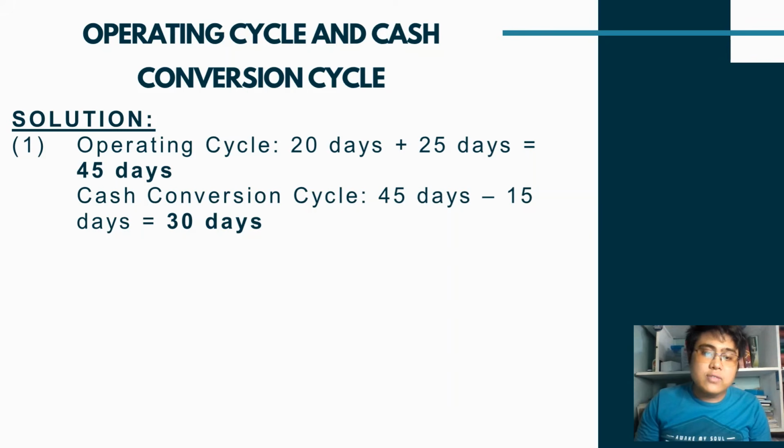Next is cash conversion cycle. Mabilis na lang to. Kung titignan mo sa exercise natin, ang natitira na lang doon na days ay 15 days. So, your cash conversion cycle is operating cycle na 45 days minus 15 days na days AP. Your cash conversion cycle is 30 days.